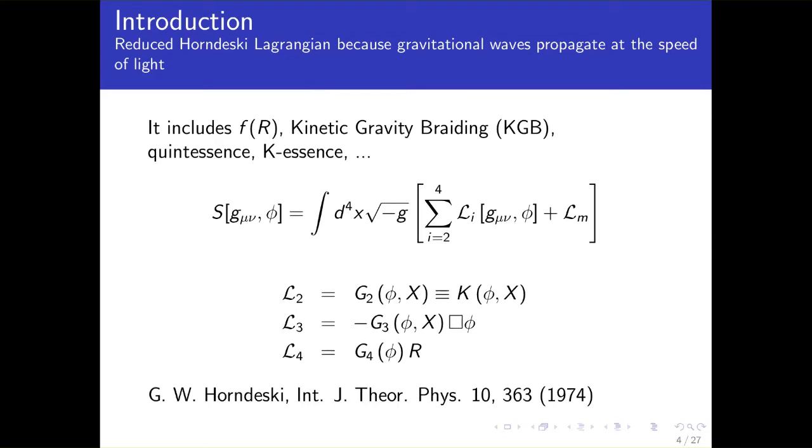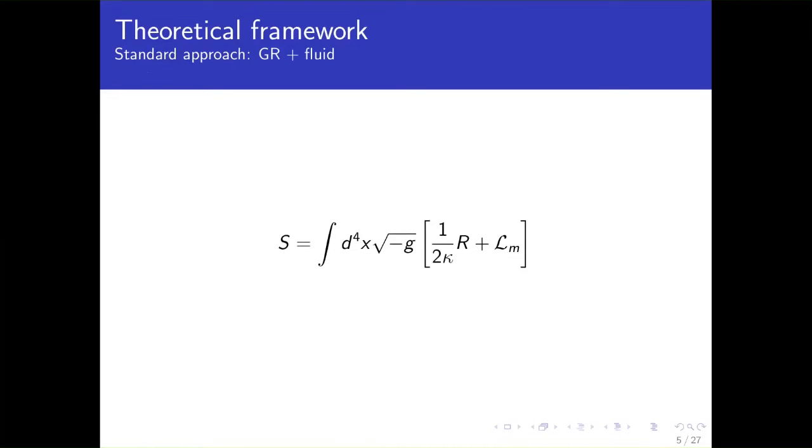And this puts a constraint on these kinds of theories, which as a result get simplified. So we end up with this reduced Lagrangian for Horndeski, which still includes a lot of theories like f(R), KGB, quintessence, k-essence, etc. And that's the kind of models we focus on in this project, okay? And those are the ones we want to map into an effective fluid. So let's first remember what we do in the standard approach, in the standard model, right?